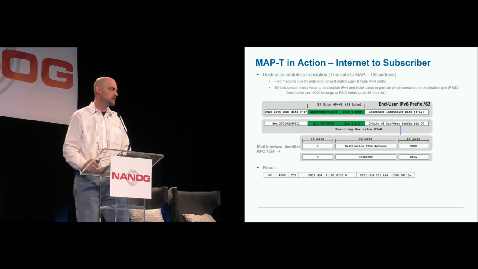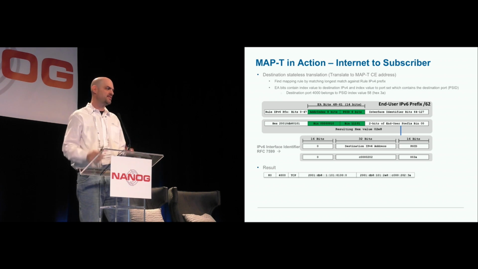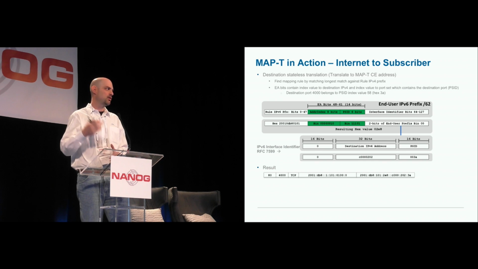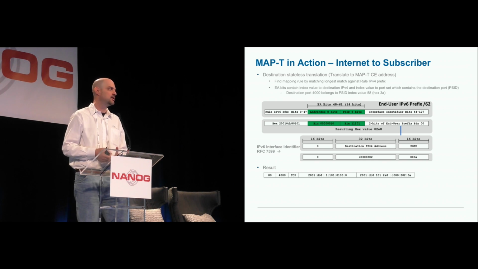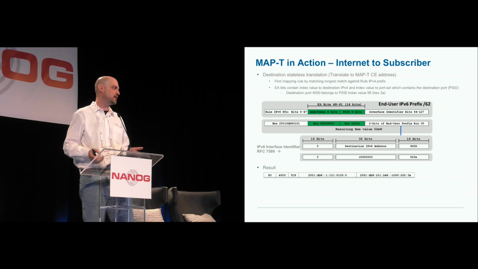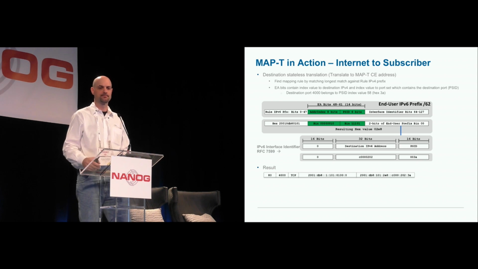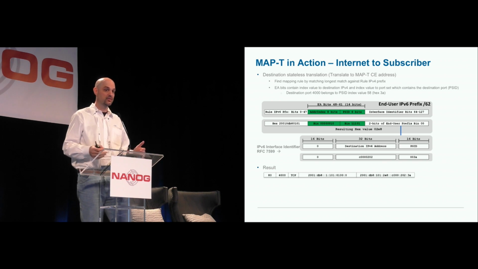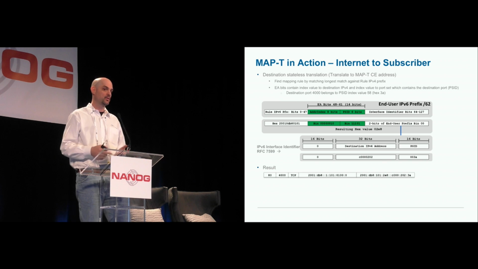So the first thing that you need to do is we look at that destination address and we do a longest match against all the mapping rules within the border relay. One of them is going to match on 192.0.2.2. You identify that mapping rule, and within that mapping rule is going to be the rule IPv6 prefix. In this particular case, it's going to be 2001:DB8:0101. So we take that prefix.